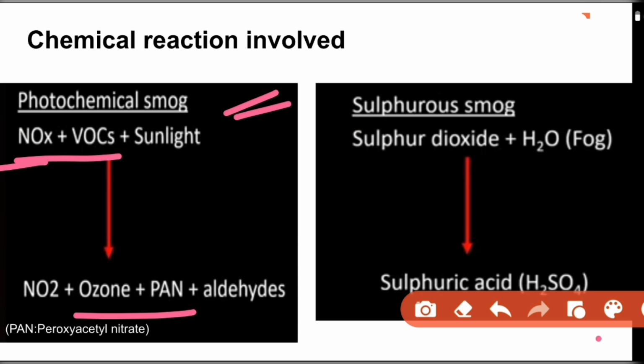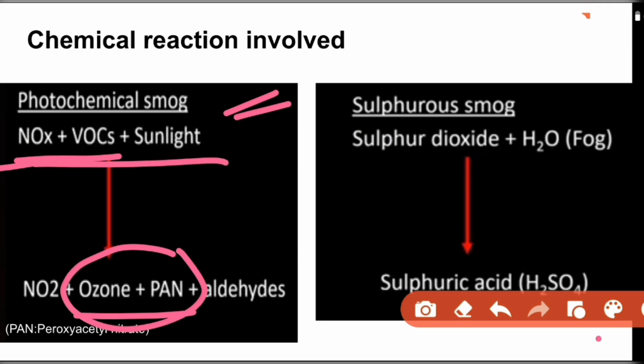Just because we are getting these from primary pollutants, and it happens in the presence of sunlight. So sunlight also is a factor in case of photochemical smog. From the name also you can understand, photo gives you the sense of light. So this is the reaction of photochemical smog.